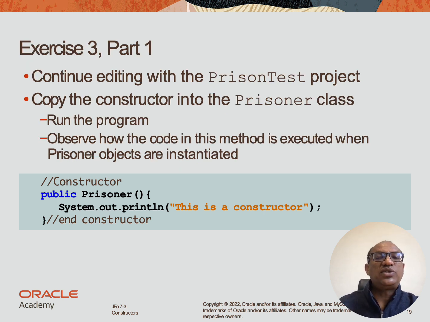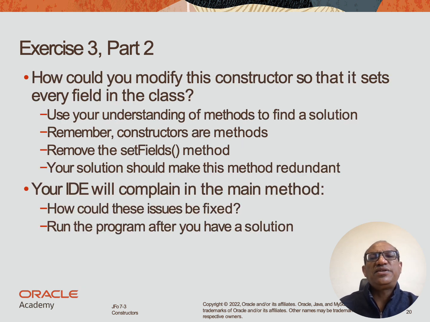In exercise 3 part 1, in the prisoner class, add your own constructor. Public prisoner, open curly braces, system.out.println, this is a constructor, close curly braces. Then run your code. You'll see that a message printed as soon as you create an object. In exercise 3 part 2, now make that constructor actually set the fields. Just like you did in setFields, but inside the constructor instead. Once done, you can delete setFields method altogether.